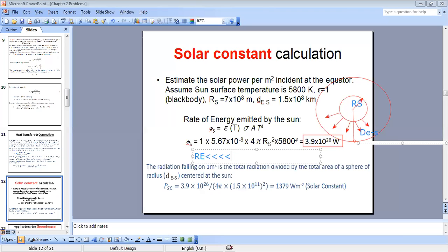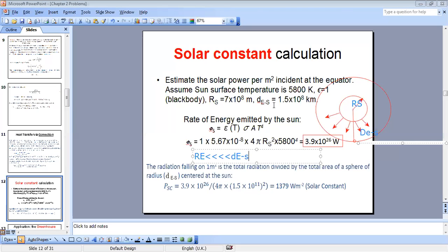This is why I can neglect the radius of the Earth compared to the distance between the Earth and the sun. Okay, this is why we can treat the Earth nearly as a point, because its radius is much smaller than the distance separating the Earth from the sun, and much smaller than the radius of the sun. Okay, this is why here we neglect it. You can take it into consideration, of course, but it will not affect your result a lot.